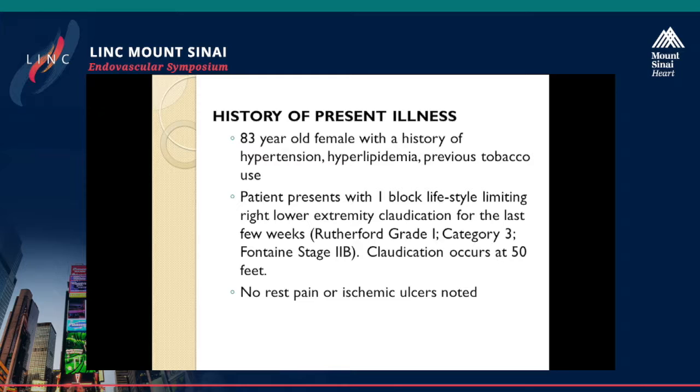Good morning, everybody. So this is an 83-year-old female with a history of hypertension, hyperlipidemia, and previous tobacco use. The patient presents with one block, lifestyle-limiting right lower extremity claudication for the last few weeks. Rutherford grade 1, category 3, Fontaine 2B. The claudication occurs at about 50 feet. Otherwise, there's no rest pain or ischemic ulcers.